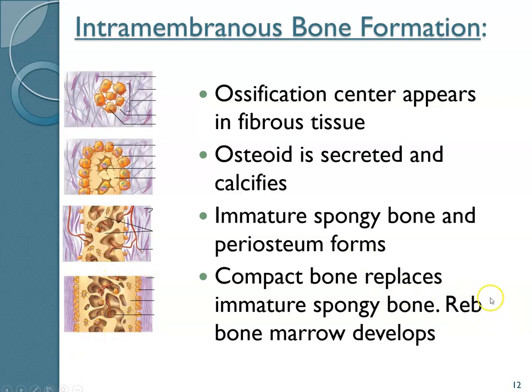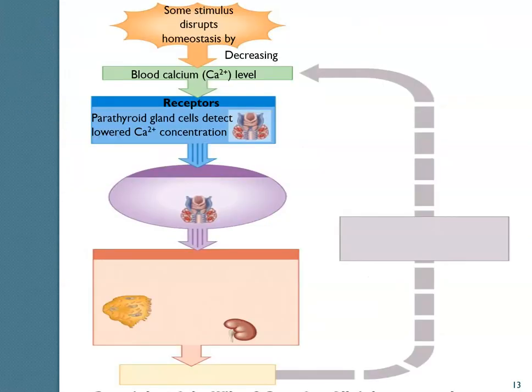Sorry about the typo, it should be red bone marrow. So within these spaces, within these cavities, we will have red bone marrow developing afterwards. So let's talk about calcium homeostasis.